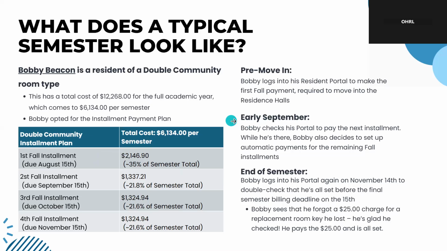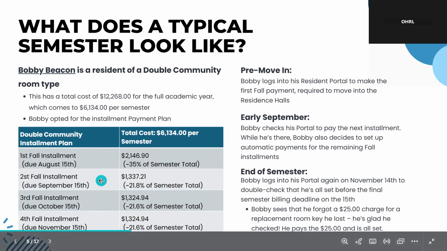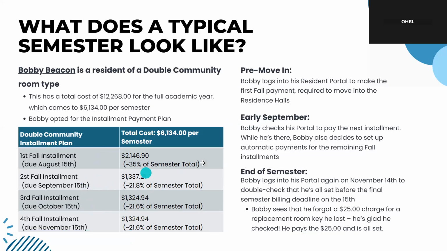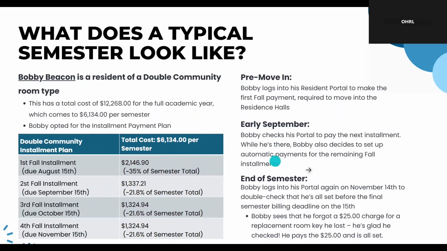In early September, because that's when the next installment is due, Bobby's going to check his resident portal to pay that next installment. And while he's in there, Bobby also decides to set up automatic payments for the remaining fall installments. We're going to touch on auto pay a little bit more later in the presentation, but it's a useful tool, particularly for folks on the installment payment plan.